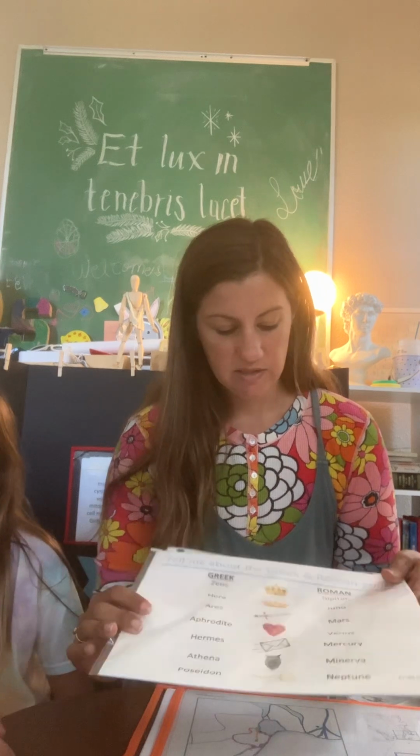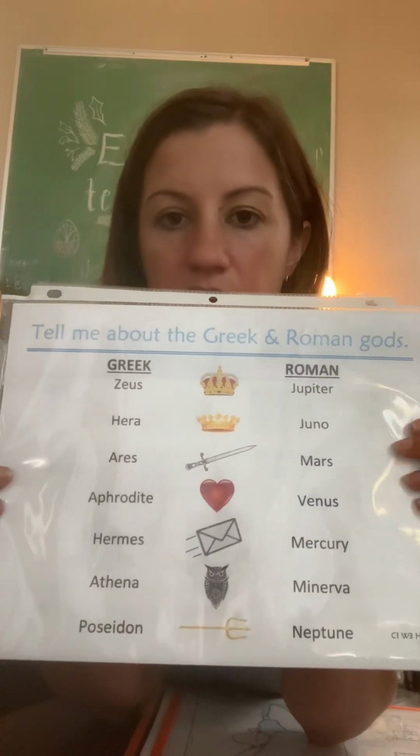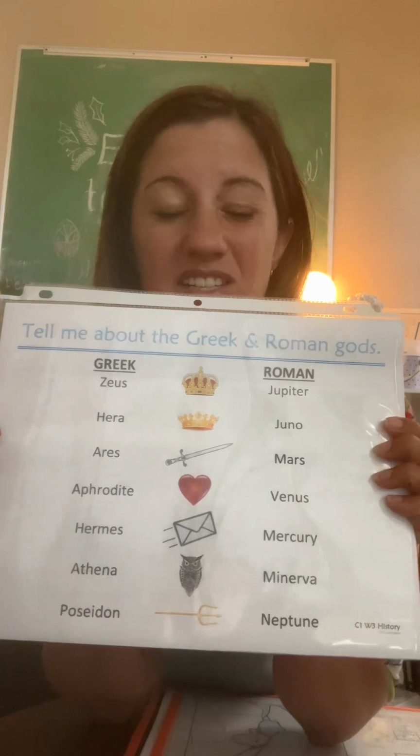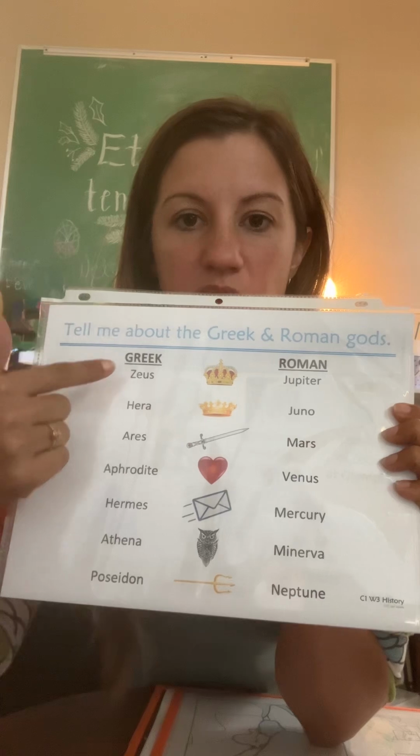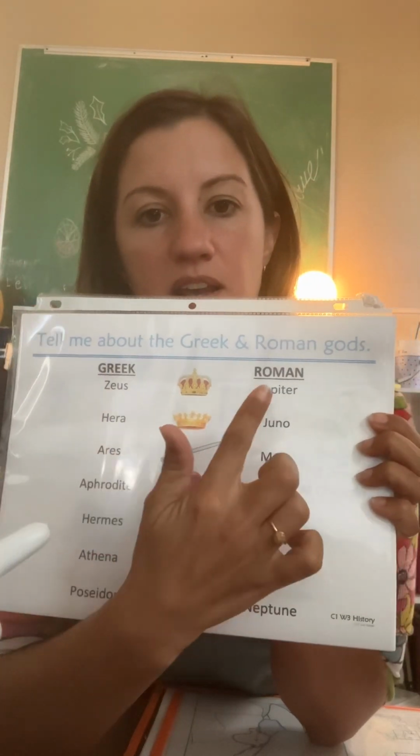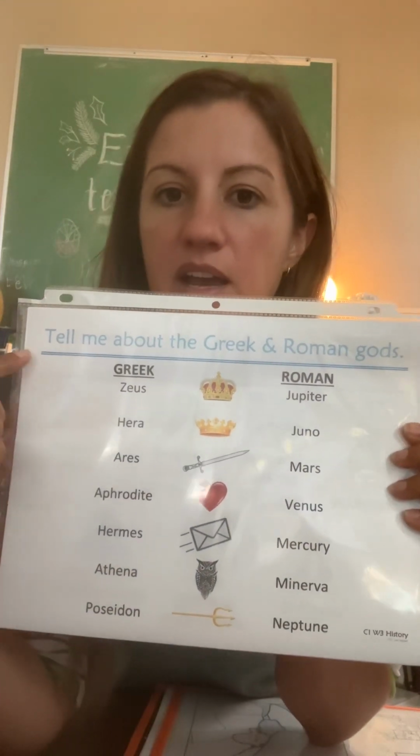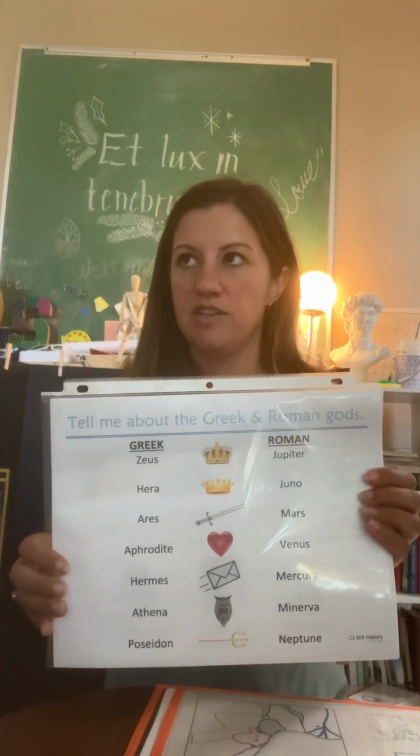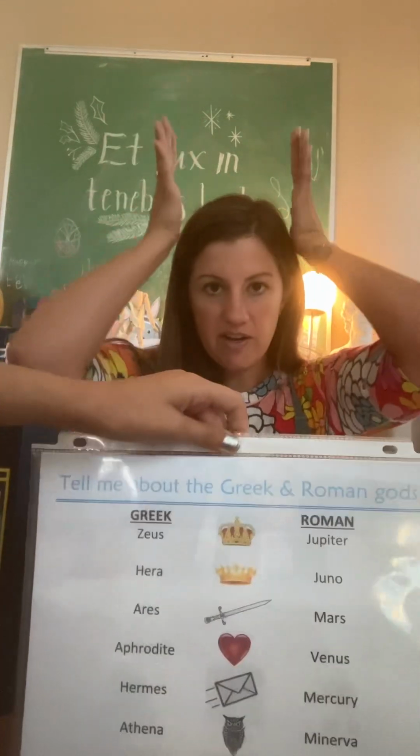History we have next. So we have the song Tell Me About the Greek Gods and Roman Gods. And just so that you have in mind, it's tell me about Greek gods, Roman gods. This song is so fast. It'll say Zeus, Jupiter, but it's naming the Greek god and then the Roman god. So this visual may be helpful too. For Zeus and Jupiter, we just put a crown on our head.